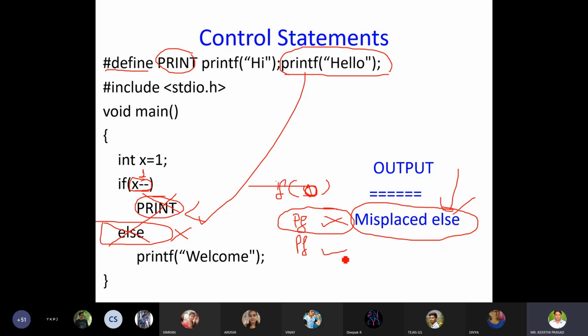False means it will not execute. The second printf, which displays welcome, will be executed. If true, the condition applies to the first printf and it will also execute. After the if block we have this one, which will also execute. Understood my point?